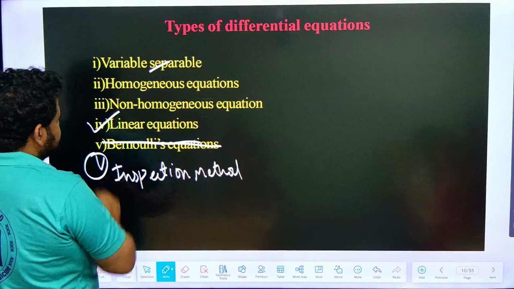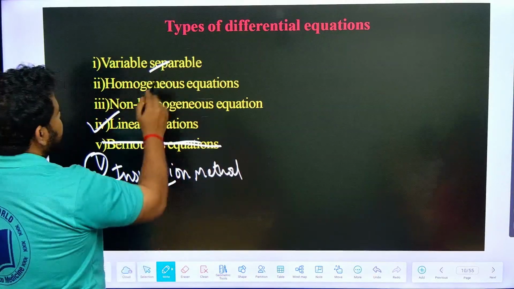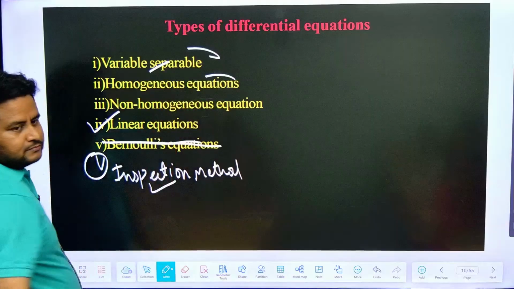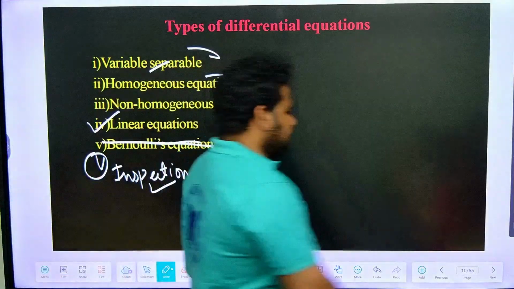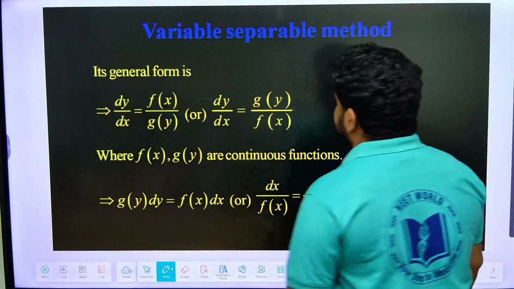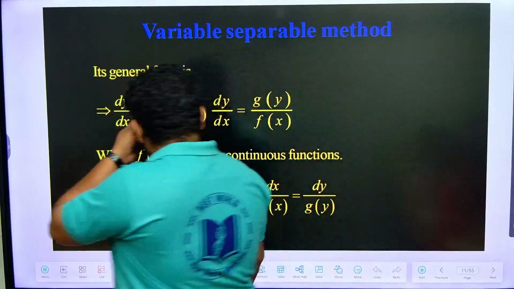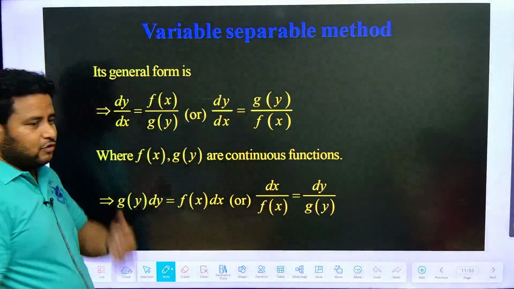Out of this, I told you the most important is the linear differential equation. Next is this one. After that come variable separable and homogeneous. So the variable separable method is what they have given.